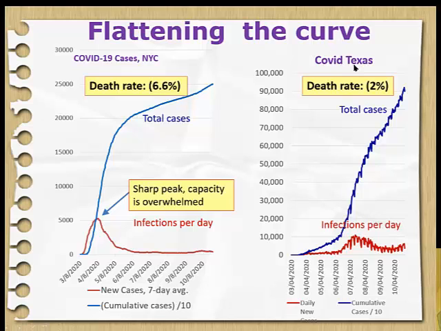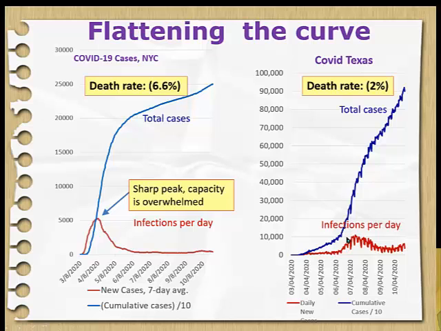Now, earlier on during my series of videos, I compared the COVID cases for New York City with the COVID cases for Texas. And we saw that New York City had a very sharp peak of cases around April. In Texas, the peak is much more flattened out. Now, if you compare the death rate, New York was more than 3 times the death rate in Texas.